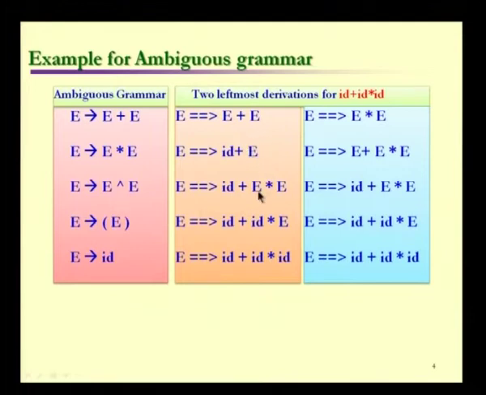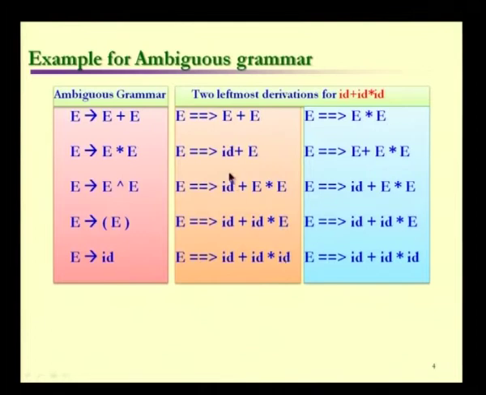So, we will be having E multiplied by E. The expansion is because we want an expression with multiplication as the operator, and now we have id plus E star E. The next variable to be expanded is this E. Once I expand this E by id, we will have id plus id, and finally this E gets expanded, so we will have id plus id star id.